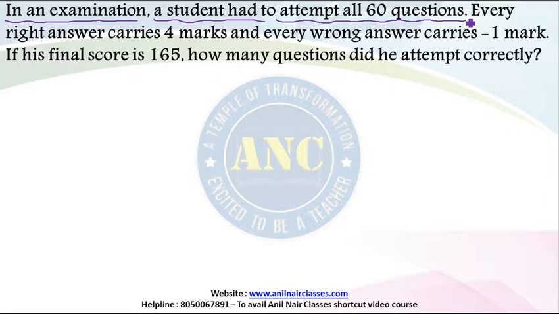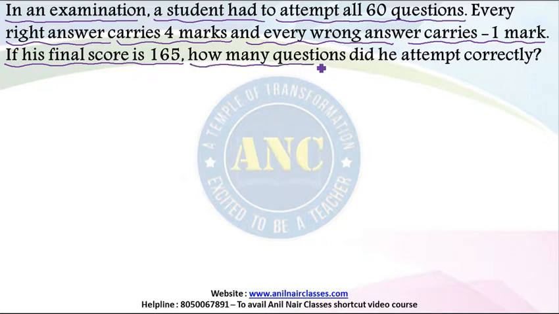a total of 60 questions. Every right answer carries 4 marks, and every wrong answer carries minus 1 mark. If his final score is 165, how many questions did he attempt correctly? Now see here, sir. There are some wrong answers which he marked, and some right answers which he marked. There are totally 60 questions.